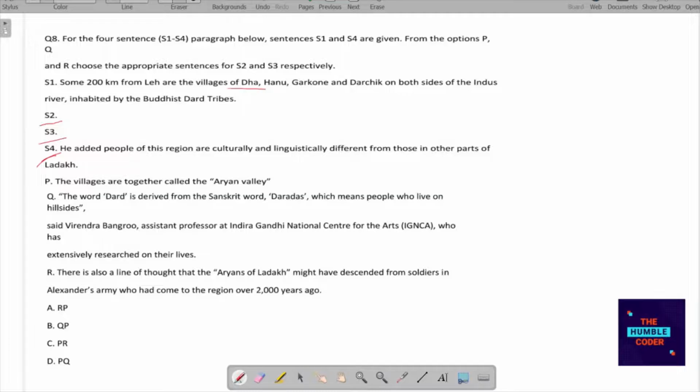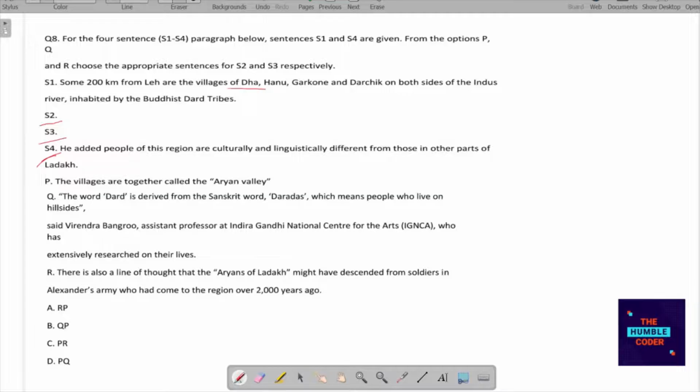Okay, so when we read the options, it can be seen that R does not belong to these. R cannot fit in S2 and S3. So let's try to fit P first at the place of S2. Some 200 kilometers from Leh are the villages of Dha, Hanu, Garkone and Darchik on both sides of the Indus River, inhabited by the Buddhist Dard tribes. The villages are together called Aryan Valley.